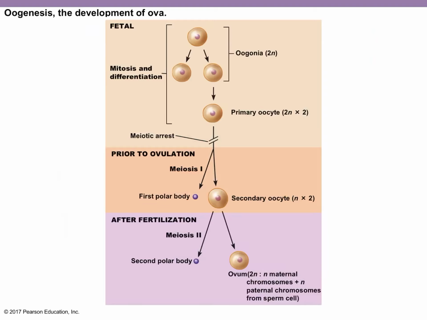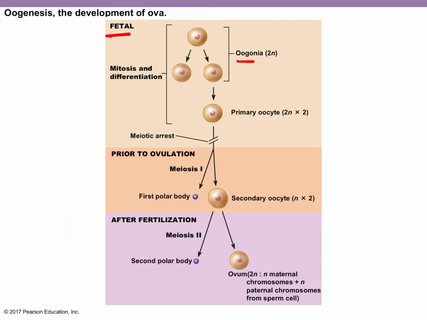All right, so let's look at the ova and their development. The development of ova is called oogenesis, and it's very similar to spermatogenesis. But it's also different, so we're going to have to look at the differences. In the fetus, so in utero, we have meiosis occurring. So we have oogenesis occurring, which is different than the male, because in the male, spermatogenesis does not start until puberty.